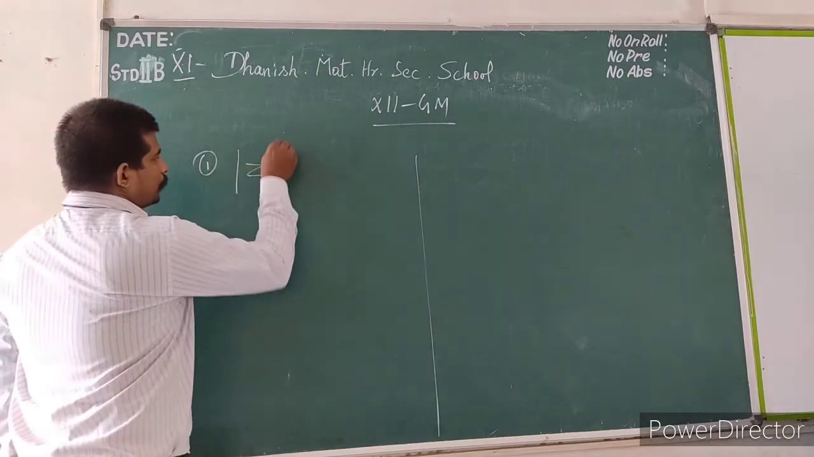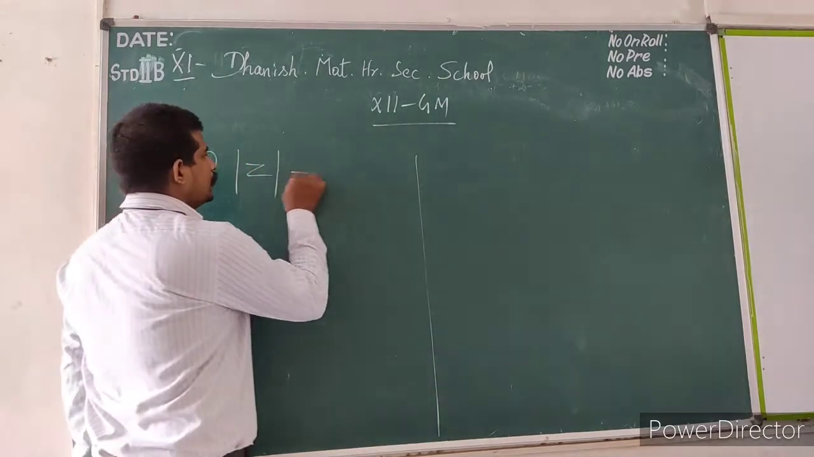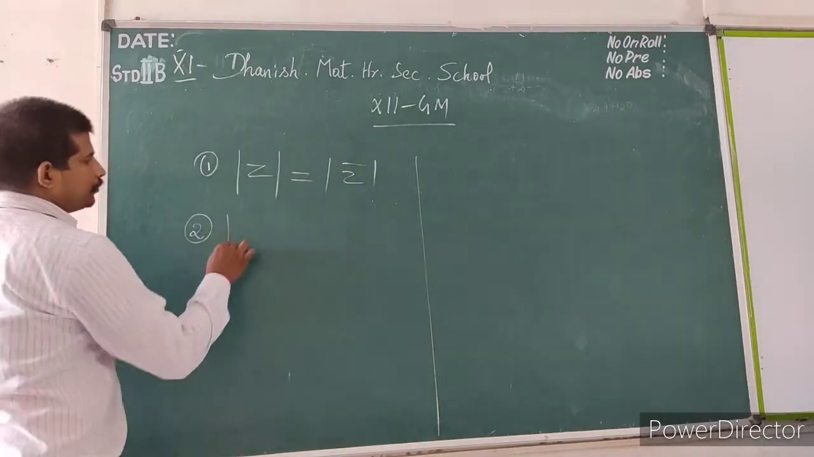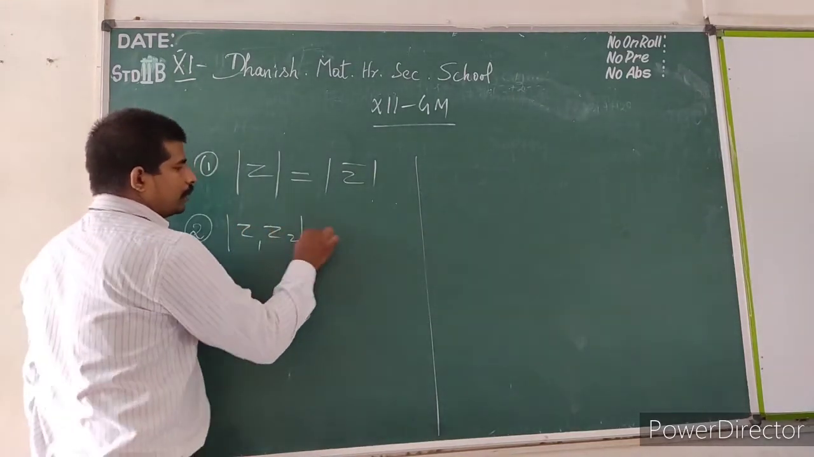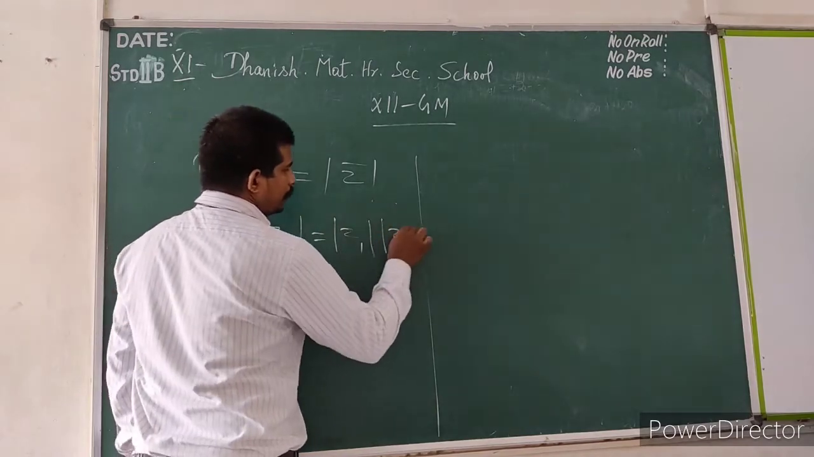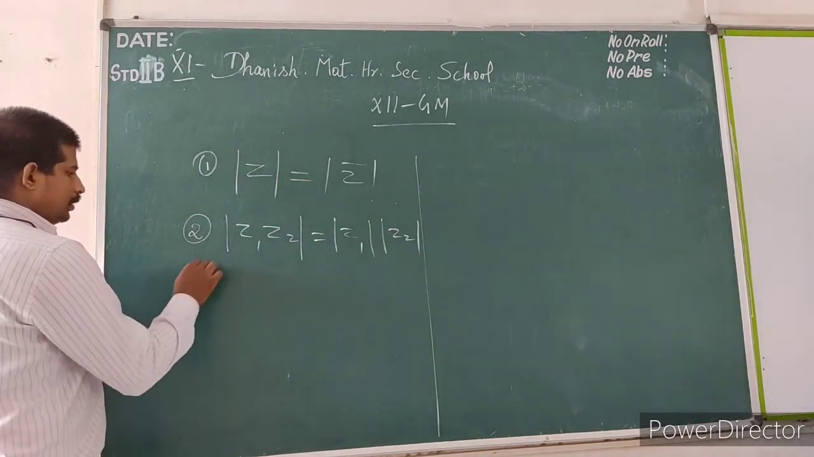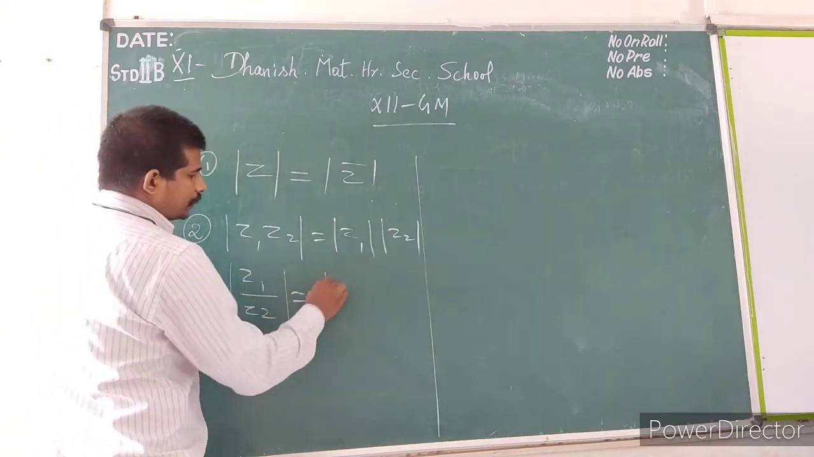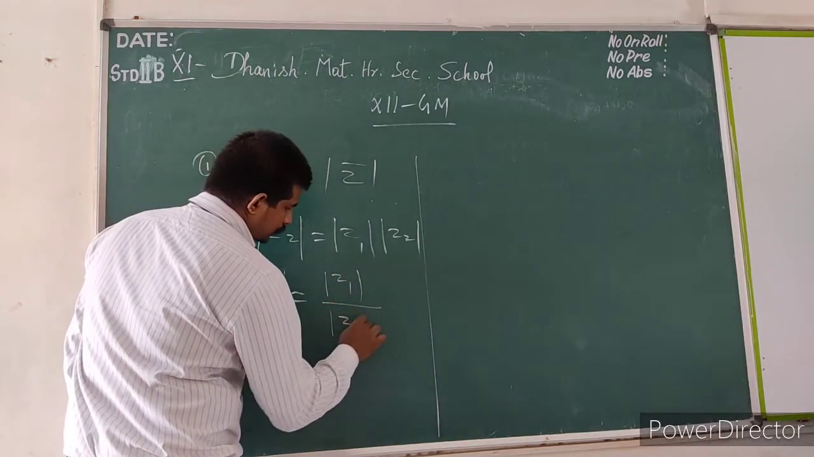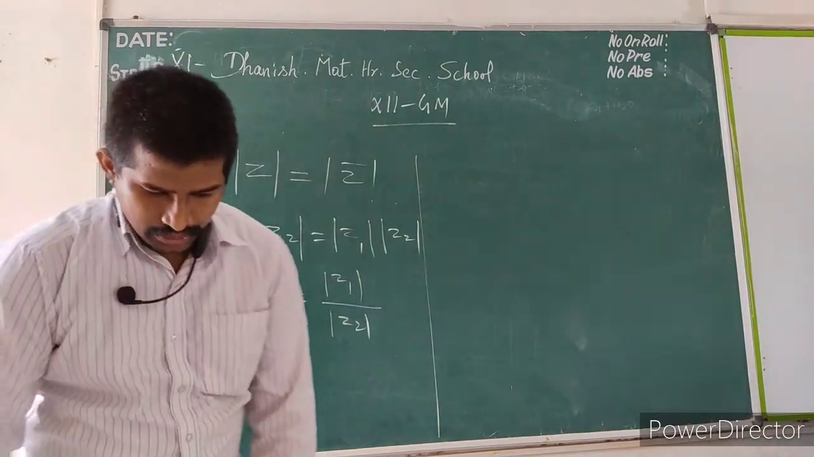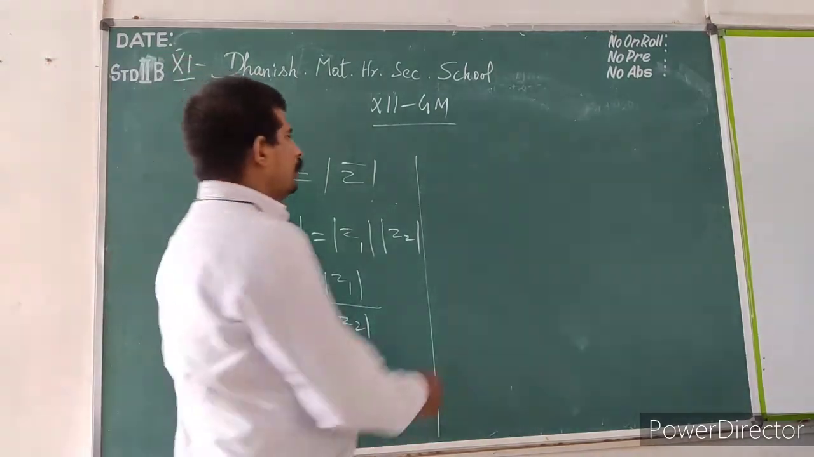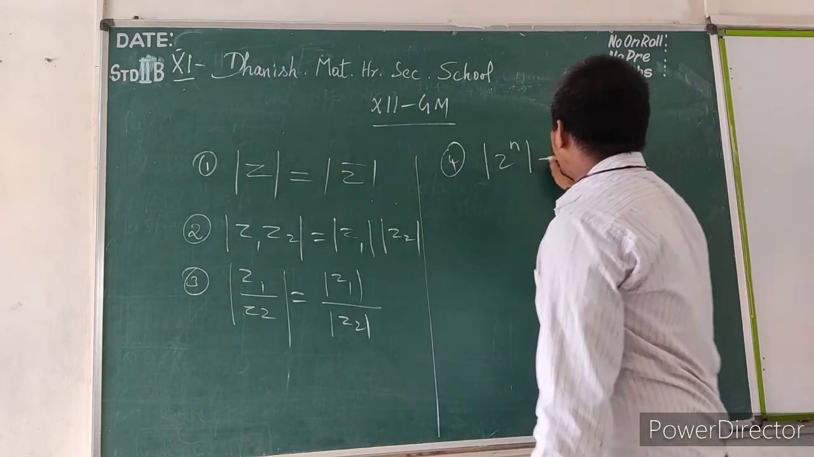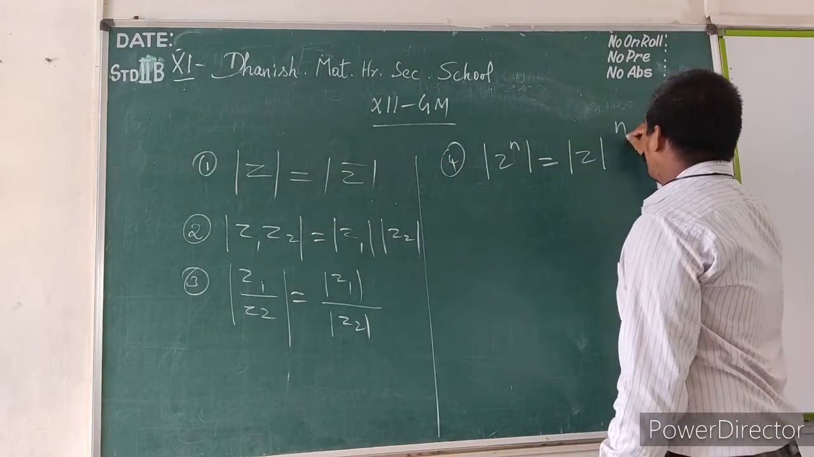First one: modulus z is equal to modulus z bar. Then modulus z1 z2 equals modulus z1 into modulus z2. Then modulus z1 by z2 can be written as modulus z1 by modulus z2. Then we add some more: modulus z power n equals modulus z whole power n.